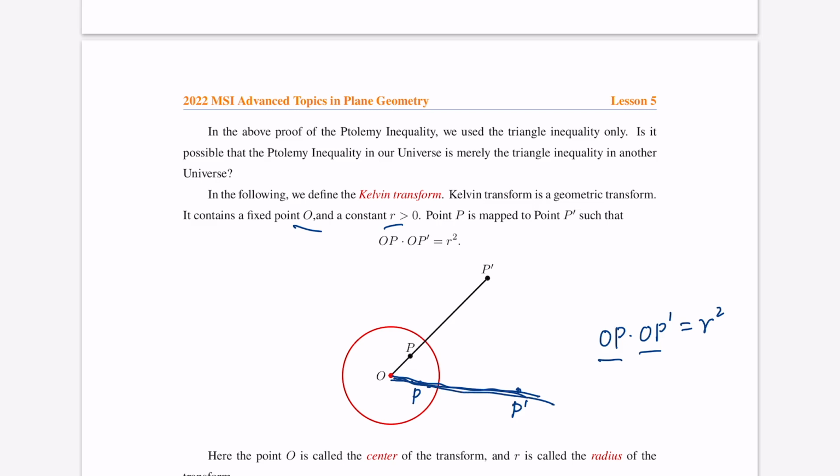You can quickly see some special cases. If a point P is inside the circle of radius R, then P prime has to be outside the circle. And the closer P is to O, the further P prime is, because OP times OP prime has to be fixed. So if OP is close to 0, OP prime has to be close to infinity.